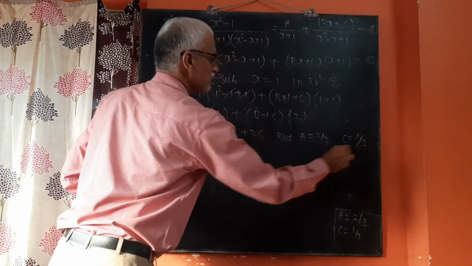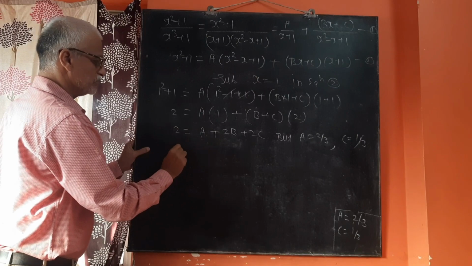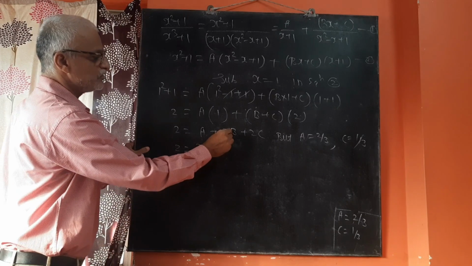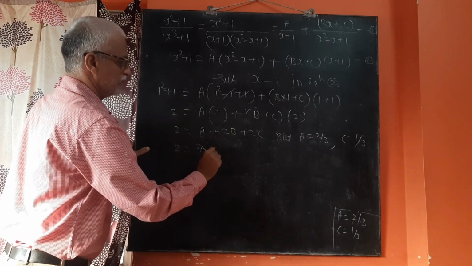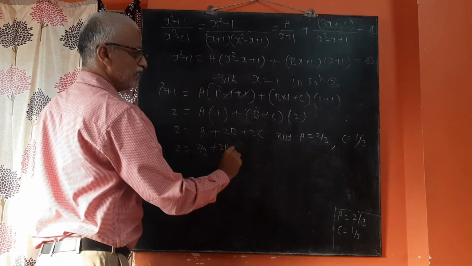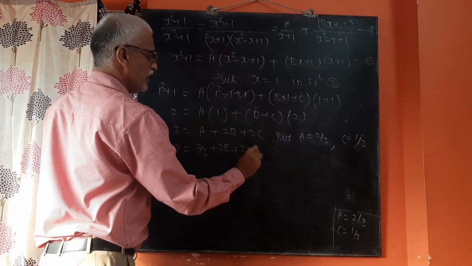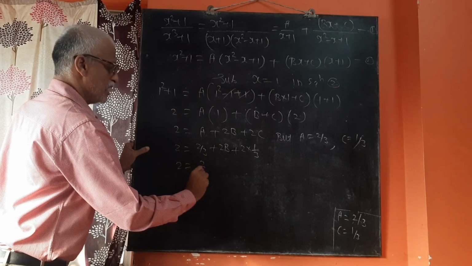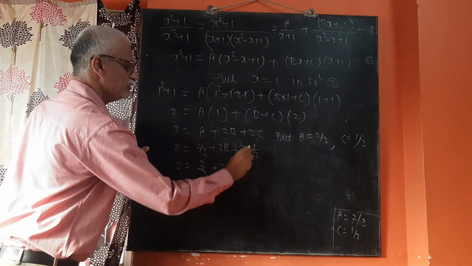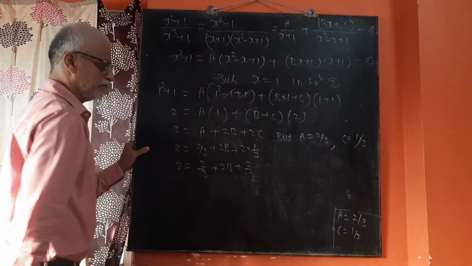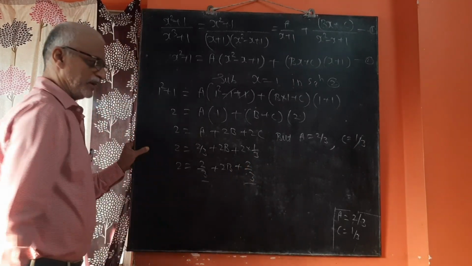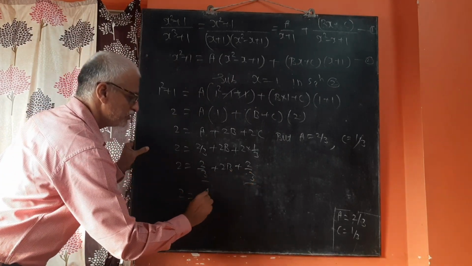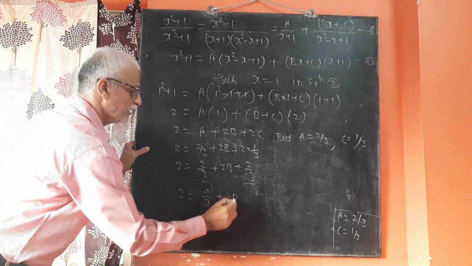Substituting these two values here, we get 2 equals a is 2 by 3 plus 2b plus 2c, that means 2 into 1 by 3. 2 equals 2 by 3 plus 2b plus 2 by 3. We get 2 equals 2 by 3 plus 2 by 3, that is 4 by 3, plus 2b.